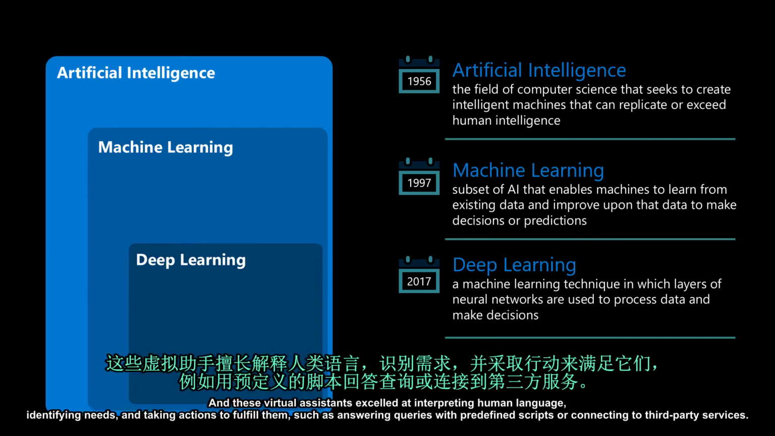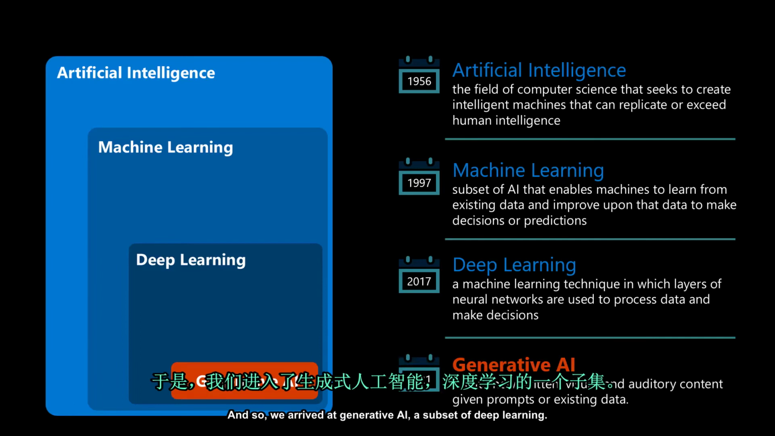And these virtual assistants excelled at interpreting human language, identifying needs, and taking actions to fulfill them, such as answering queries with predefined scripts or connecting to third-party services. And so, we arrived at generative AI, a subset of deep learning.